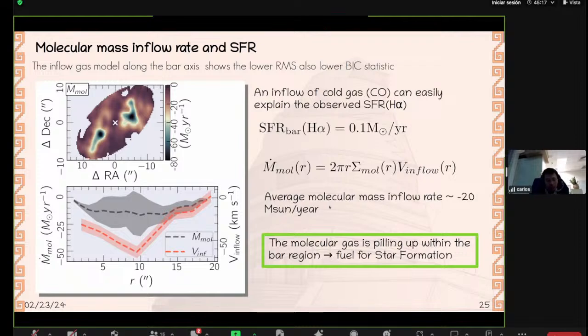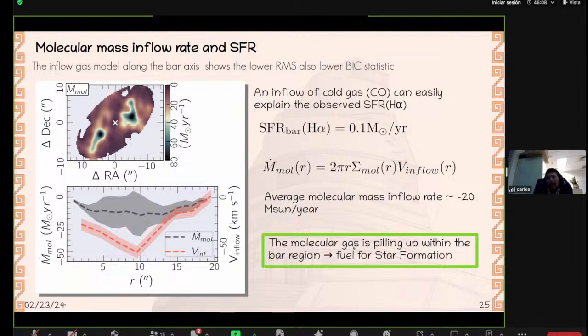So the conclusion for this object is that the velocity field is quite complex. It can contain both quasi-elliptical orbits and also inflowing motions, but the inflowing motion seems to be the dominant non-circular motion in this galaxy. The associated inflow motion is able to reproduce the observed star formation rate of 0.1 solar masses per year. This means that at this average inflow rate, the molecular gas is piling up in the central region and therefore is fueling the central star formation that we are observing in this galaxy.